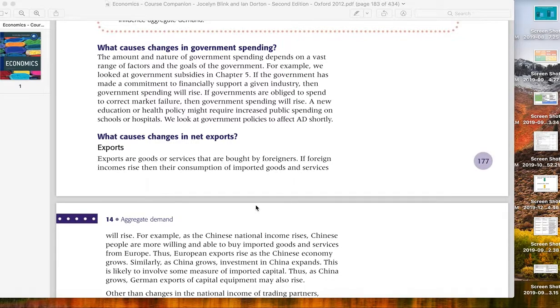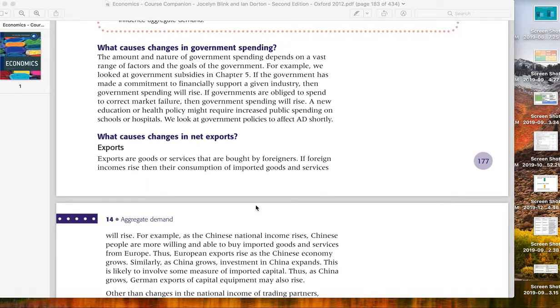Government spending can be impacted because the amount and nature of government spending really depends on a range of factors and goals. Whenever you talk about subsidies, if the government has made a commitment to financially support a certain industry, like healthcare, if there's been a big issue with healthcare right now for coronavirus, then the government spending is obviously going to rise. Governments are obliged to spend to correct the market failure because they made that promise. So if they promise to open up more clinics and 24-hour hospitals to battle COVID-19 and all that, they have to do that. A new education and health policy might require increased public spending in schools.